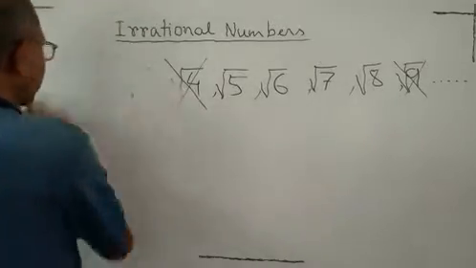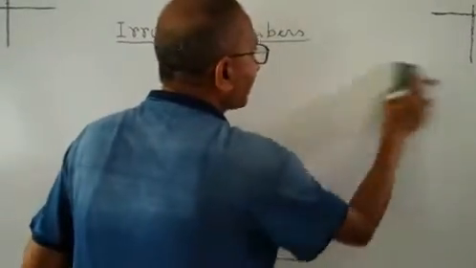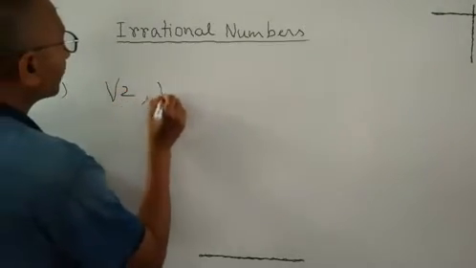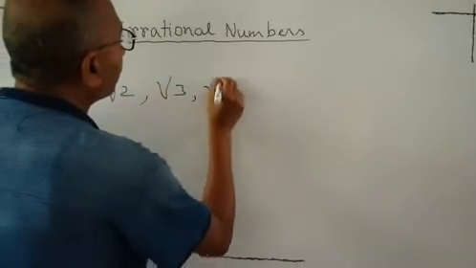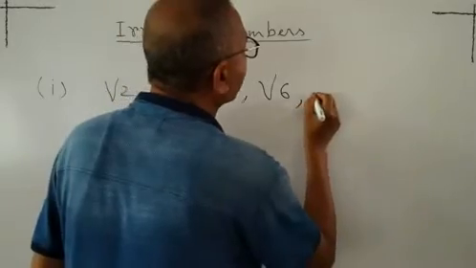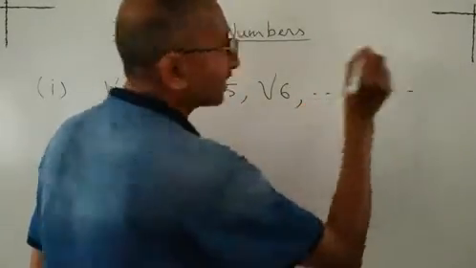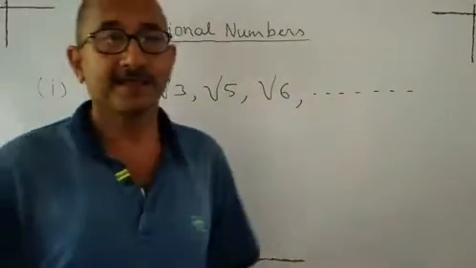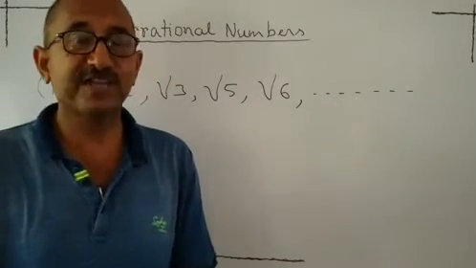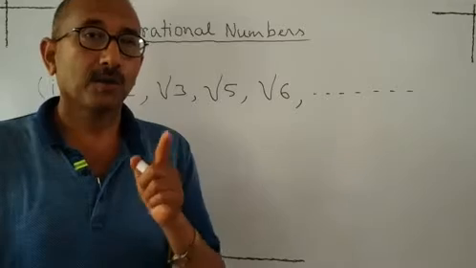That means what can we say now? Now we can give examples of irrational numbers: root over 2, root over 3, root over 5, root over 6, root over 7, root over 8. All these are irrational numbers. This is the first point.